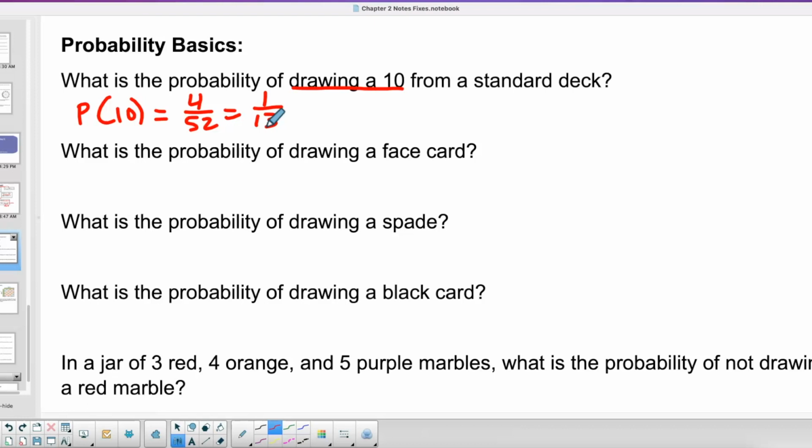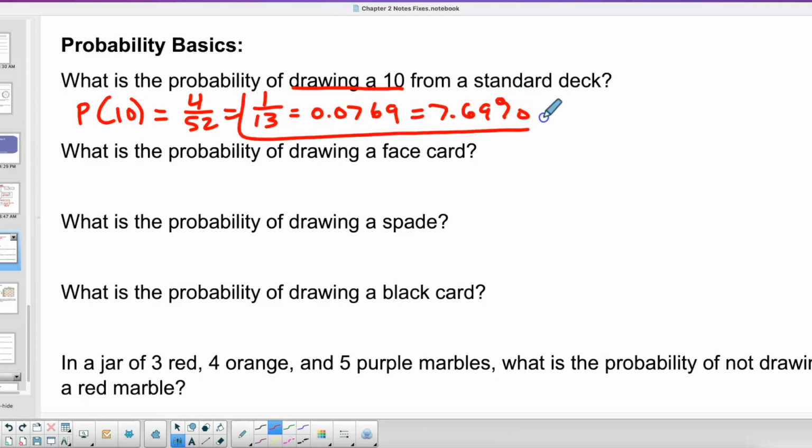From there, we can leave it as 1 over 13, or we could call this 0.0769 or 7.69%. So answers can always be fractions or decimals or percents.